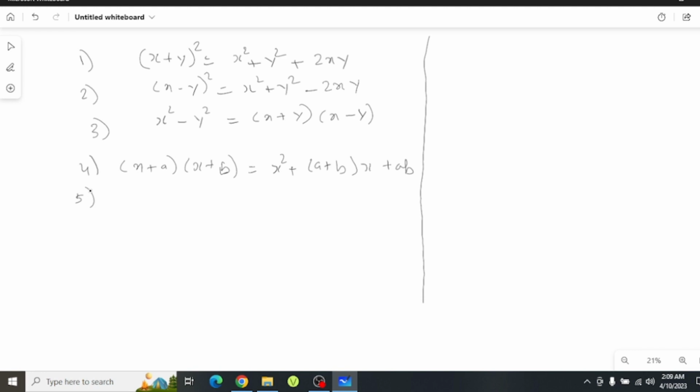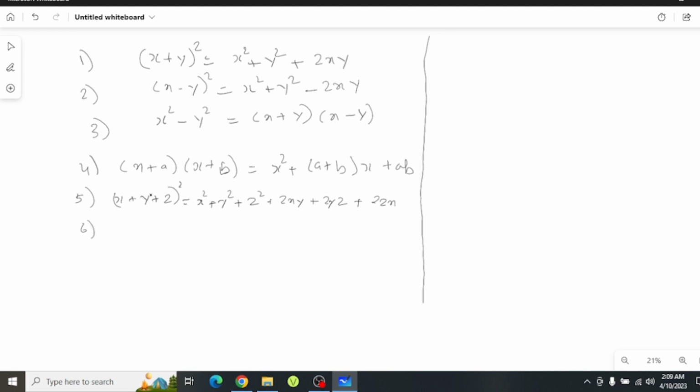Then the next one is (x + y + z)² = x² + y² + z² + 2xy + 2yz + 2zx.